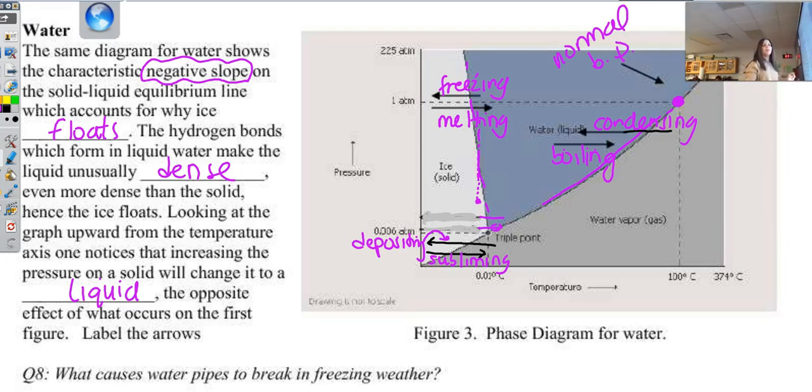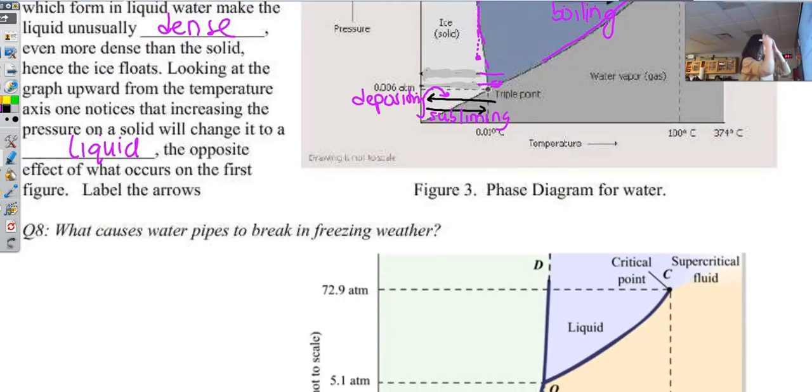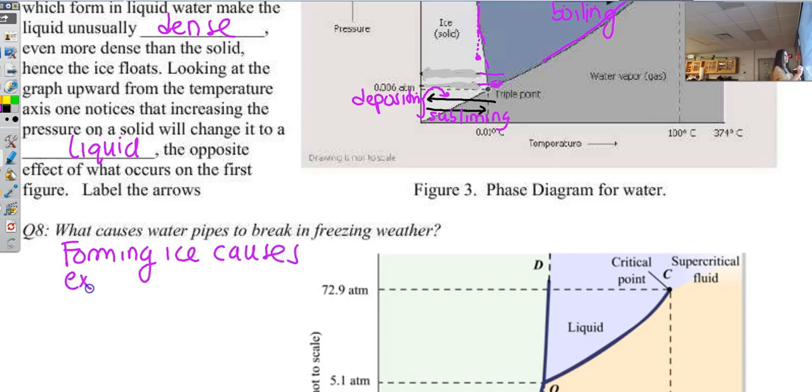Okay, and what causes water pipes to break when the water is freezing? We know that when liquid water turns into a solid, it can expand, right? When it's forming ice, it causes expansion, so you can get the pipe to burst.